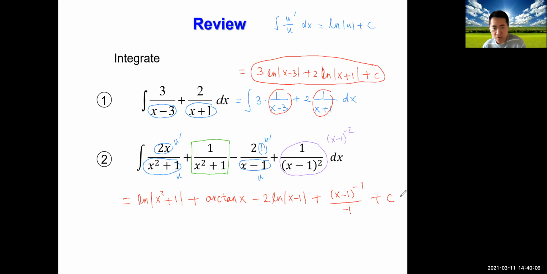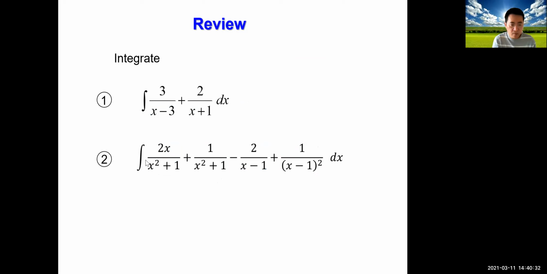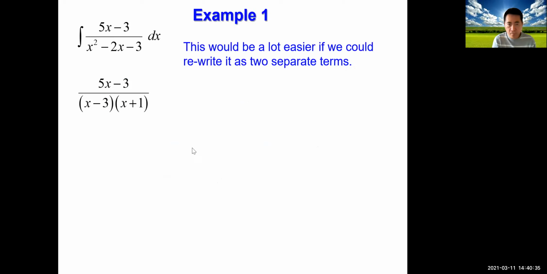So that's a quick review of the integrations where you might use different formulas, but again, it's just easy. Now, what makes it hard is when you have a rational function that is more complicated than this. Degree 2, degree 3, degree 3, degree 4. So you might have a whole bunch of fractions that you have to deal with, like this one. Okay, let's look at the first example. If you have 5x minus 3 over x squared minus 2x minus 3, right? That one.